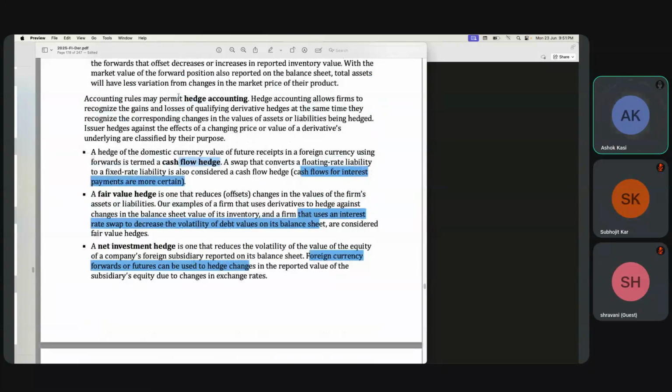It is considered as cash flow hedge, and interest rate swaps are used to decrease the volatility. So this is fair value hedge, and then even inventory. Inventory means like Kalyan Jewelers. They enter into a contract for maintaining the price of gold, and then this is foreign currency, forward and futures can be used to hedge change.